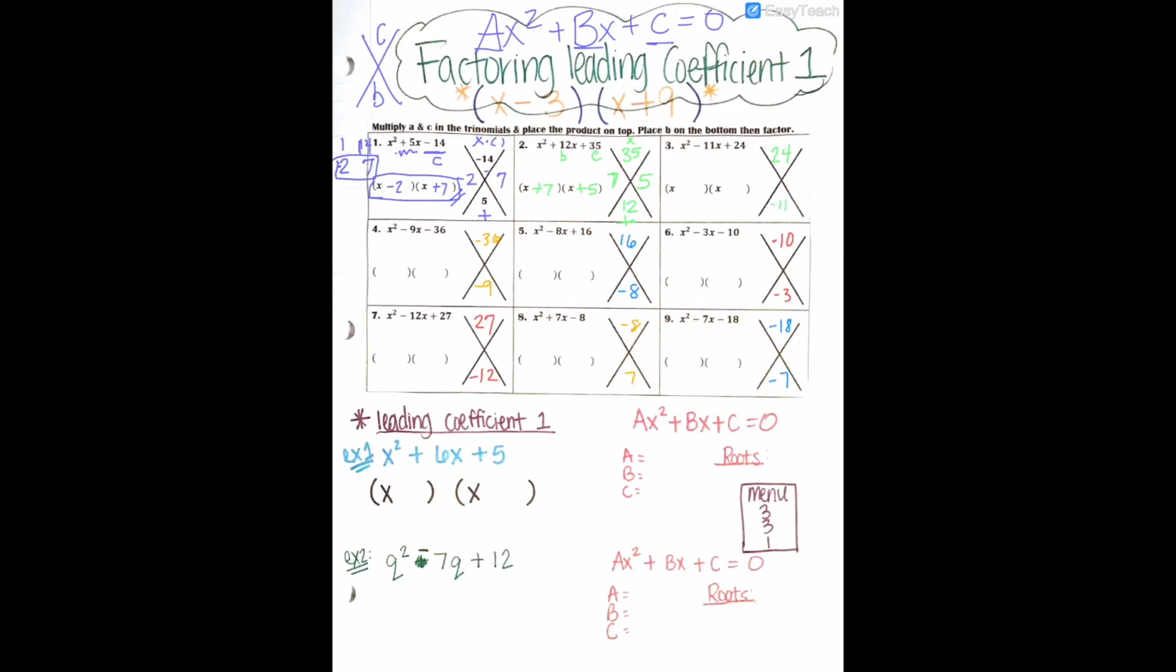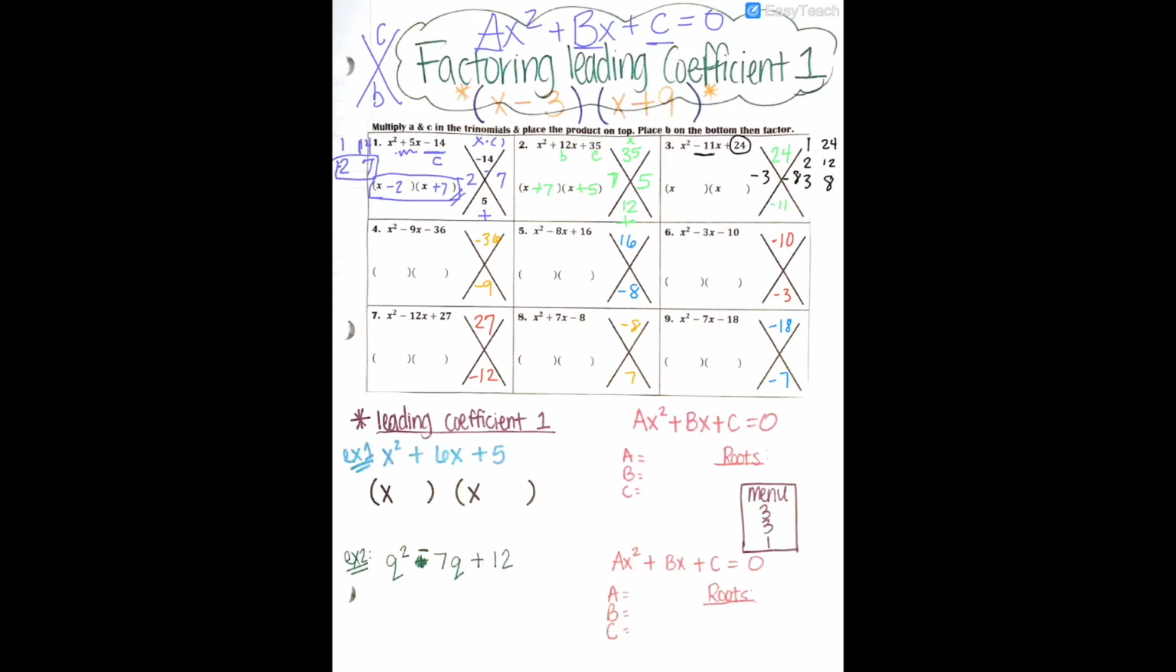So number 3, the multiples I have are 1 times 24, and I have 2 and 12. And notice again, I need to see the ones that multiply to give me 24, but when I add, I get negative 11. So far I don't have anything. 3 and 8. So 3 and 8, when I add them, I get 11. However, I need a negative 11. So in order for us to get a negative 11, both of them have to be negative. So negative 3 and negative 8.